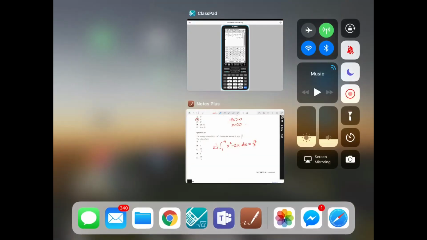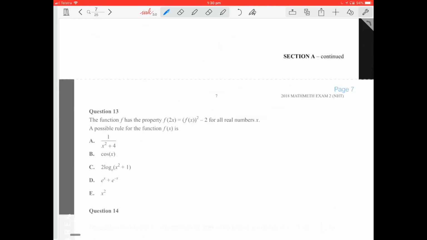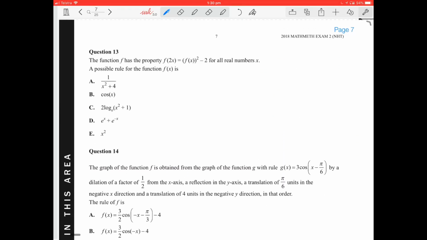Okay, y equals negative 3 or 5. It's got to be positive, so it's going to be 5 because a is greater than 1. Okay, the property has a function f of 2x equals... okay. So I'm going to put Judge in my calculator: f of 2x equals f of x squared minus 2.